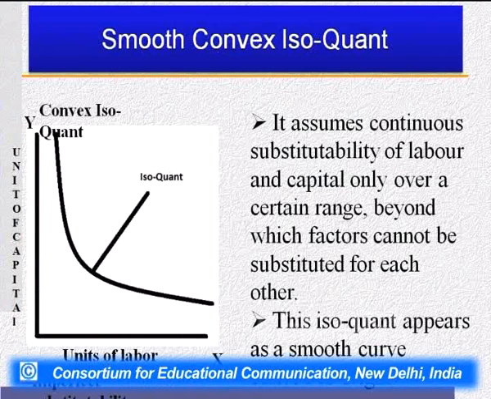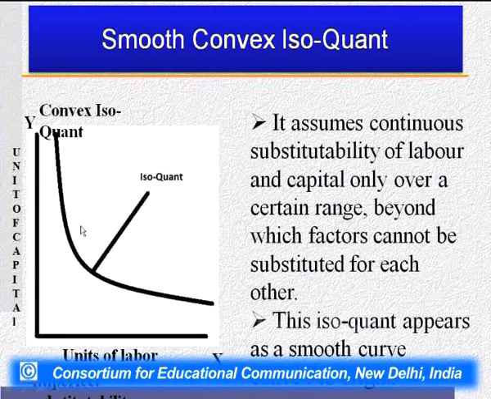Now the fourth one, the smooth convex isoquant. It assumes continuous substitutability of labor and capital only over a certain range, beyond which factors cannot be substituted for each other. This isoquant appears as a smooth curve convex to the origin. You can identify the curve of the isoquant which clearly emerges. As the heading suggests, it assumes continuous substitutability of labor and capital.